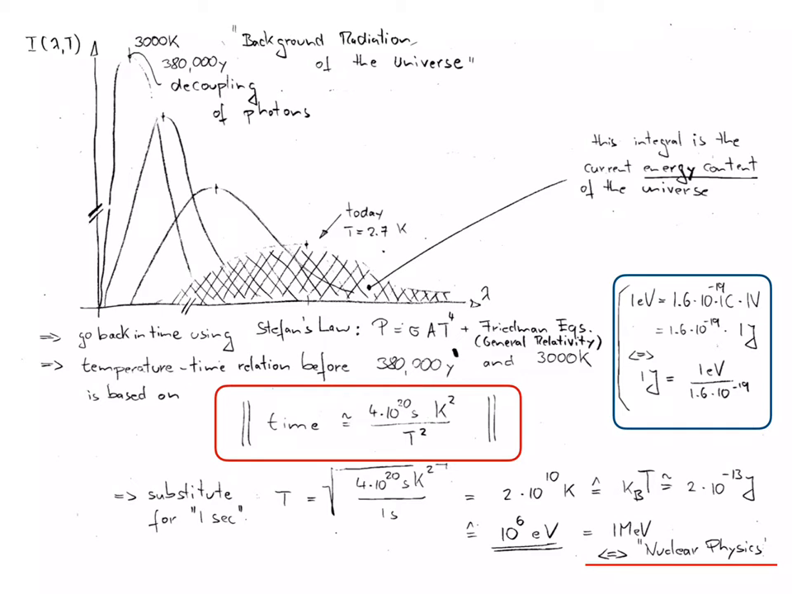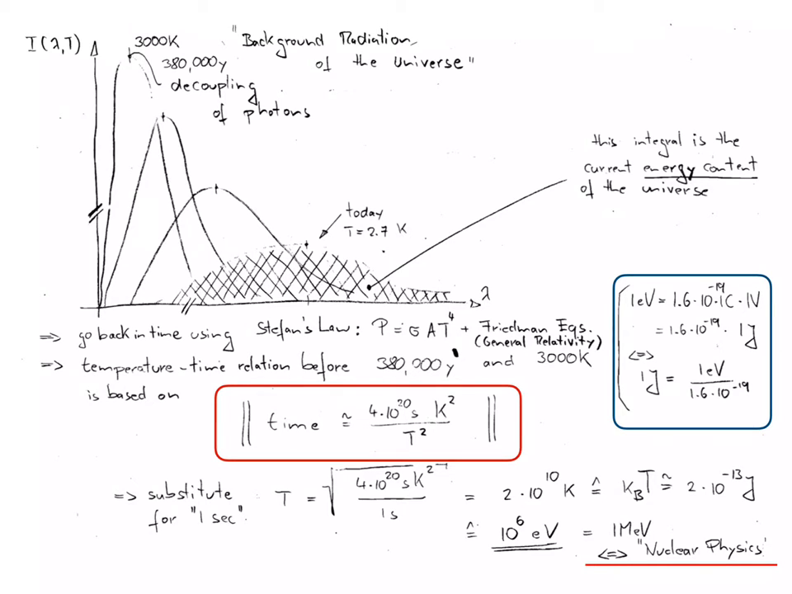Multiplying this now with Boltzmann's constant Kb, we obtain an energy of 2 times 10 to the minus 13 joules. The unit joules for energy is inconvenient in microscopic physics, so we convert to electron volts and obtain 10 to the 6 electron volts, the typical energy of the universe at the end of 1 second. 10 to the 6 electron volts, 1 mega electron volt, is the typical excitation energy of atomic nuclei. This tells us that only before 1 second the particle physics dominates the universe. In the few minutes afterwards, it is instead dominated by nuclear physics.